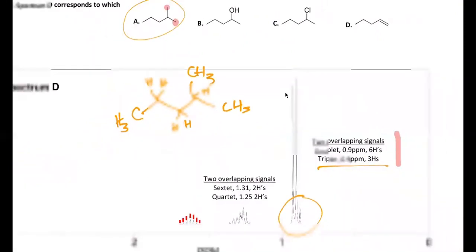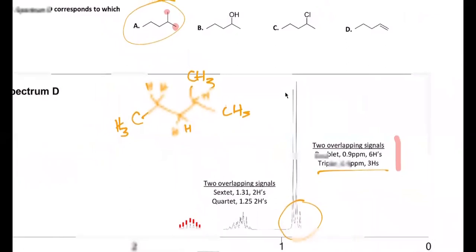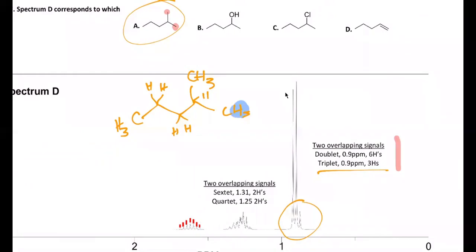So this signal for these hydrogens right here is going to be here, right? It's going to be a doublet, and it's going to integrate for 6 hydrogens. So both of those CH3s are going to be represented by that signal.